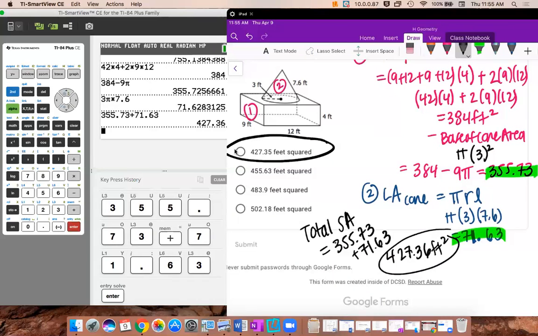So the earlier you round, the more you round, you're going to be off a little bit by decimals, but that's okay. I hope that made sense.